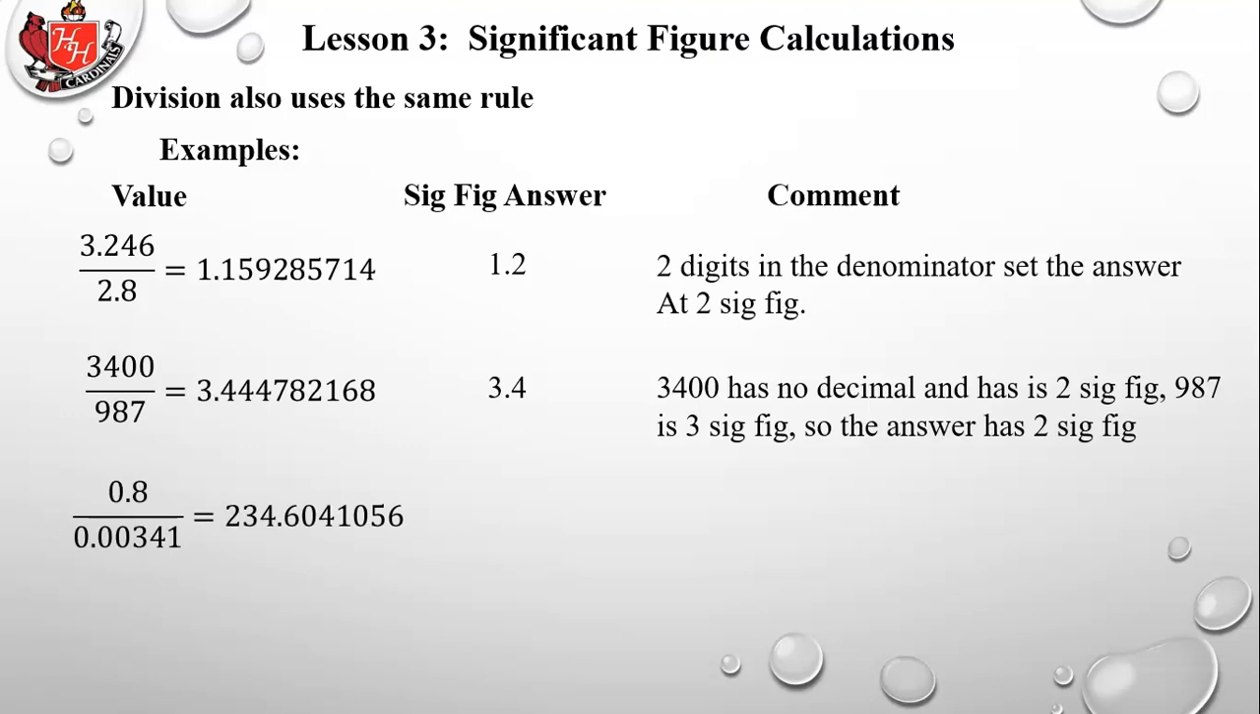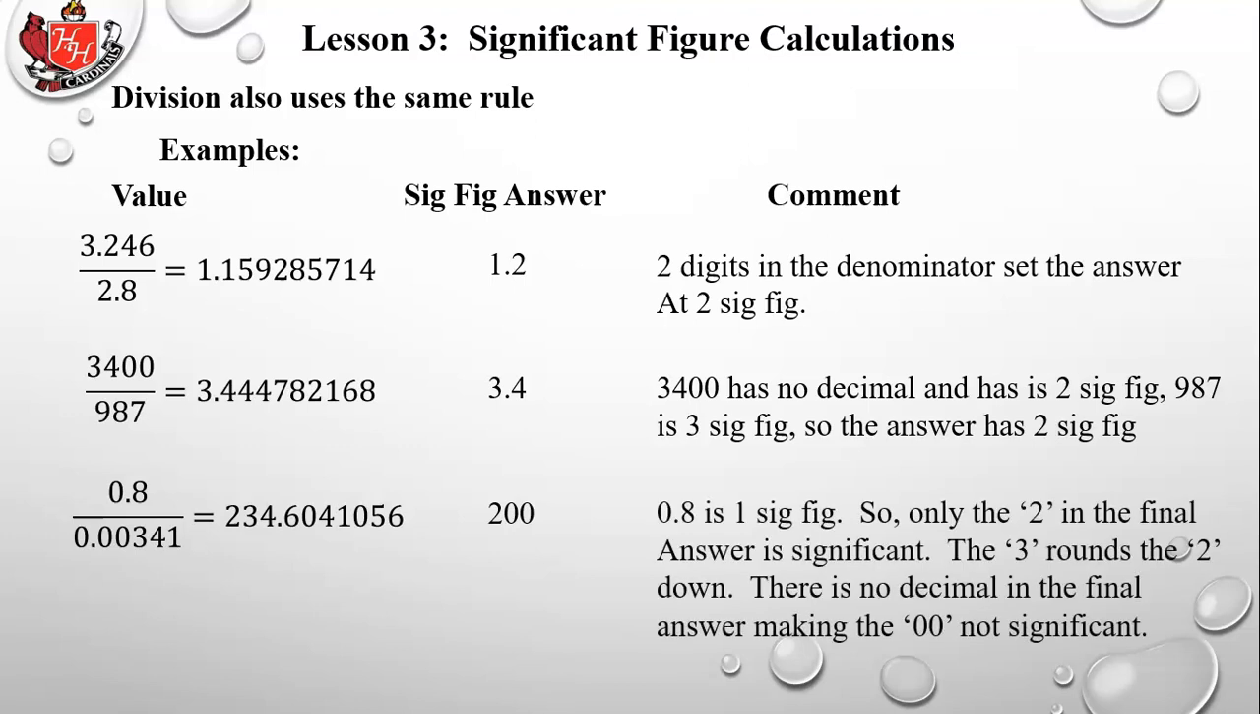This one, 200. The 0.8 is 1 sig fig, so only the 2 in the final answer is significant. The 3 rounds the 2 down. In other words, it stays at a 2. It doesn't round up to 3. There is no decimal in the final answer, making the 00 not significant. Okay, so look at 200. In the answer 200, there's only one significant figure because there's no decimal there.